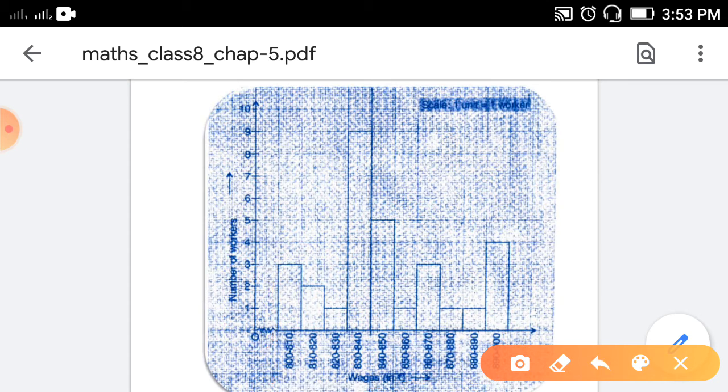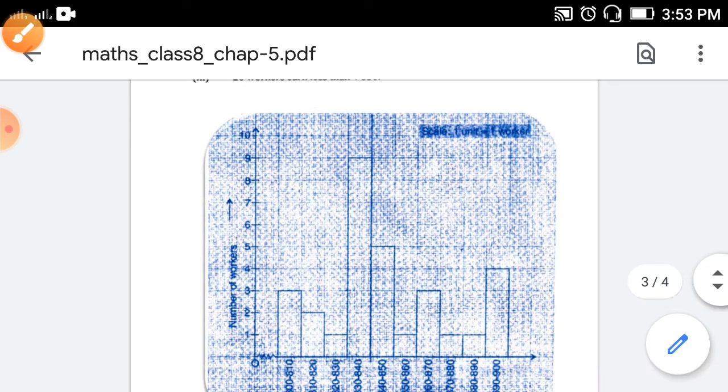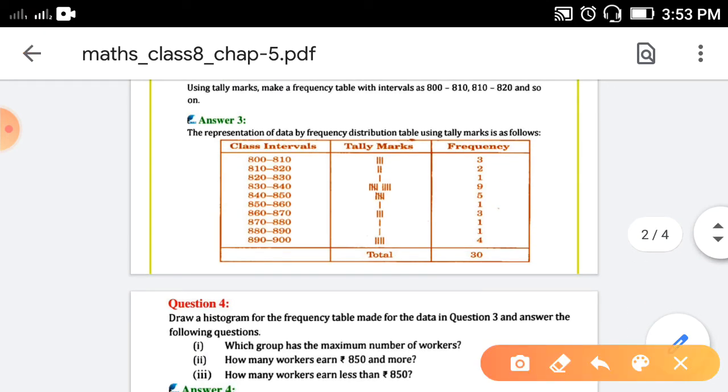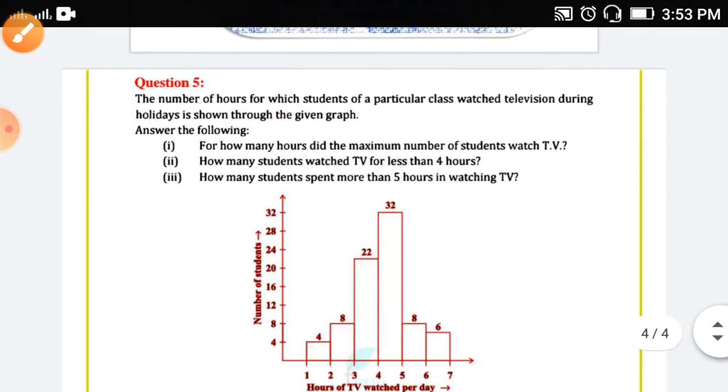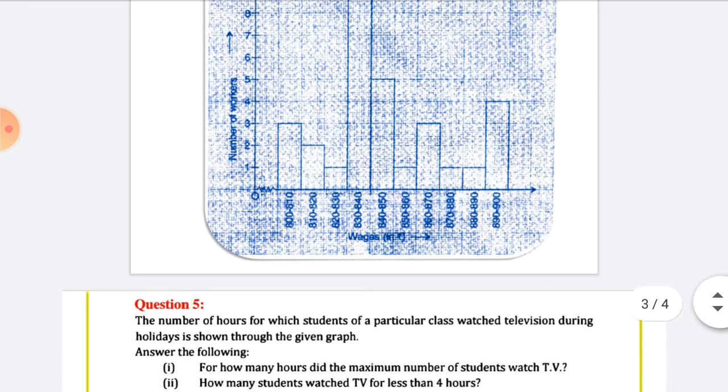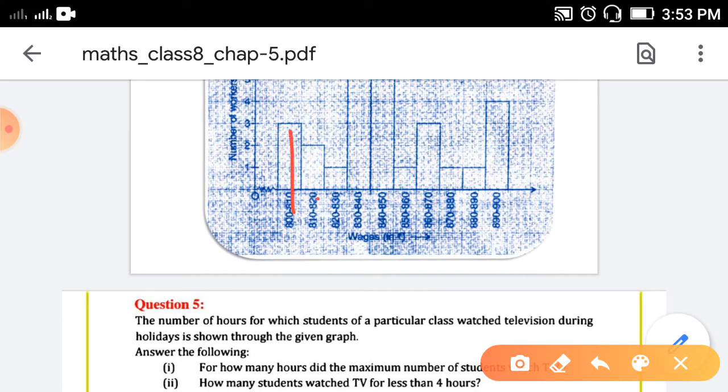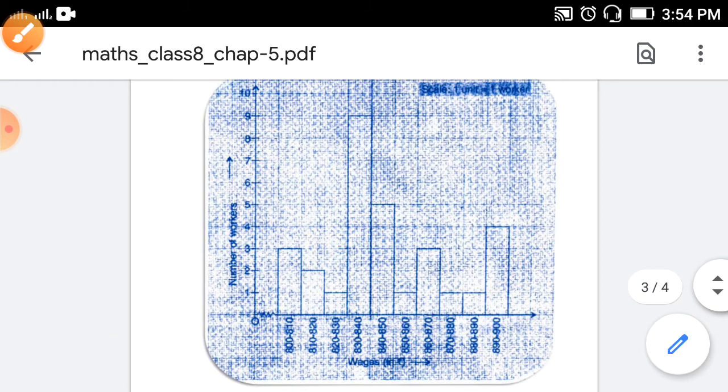Next, there is a condition that the width of each bar is the same and there is no gap between any bar. Now according to the table, according to their frequency, make a bar. First one up to 3, second one up to 2. So here up to 3, up to 2, you have to extend the bar up to 1. Okay, according to the frequency.